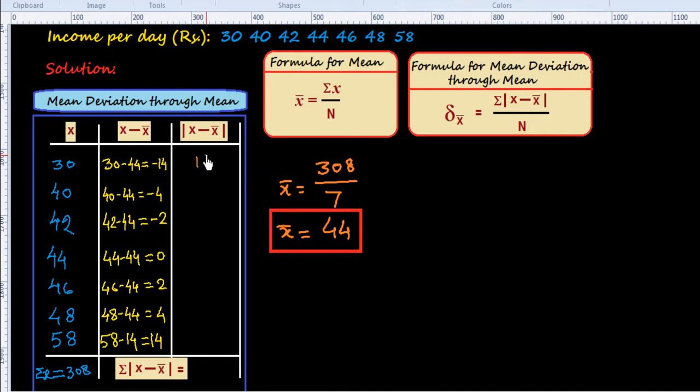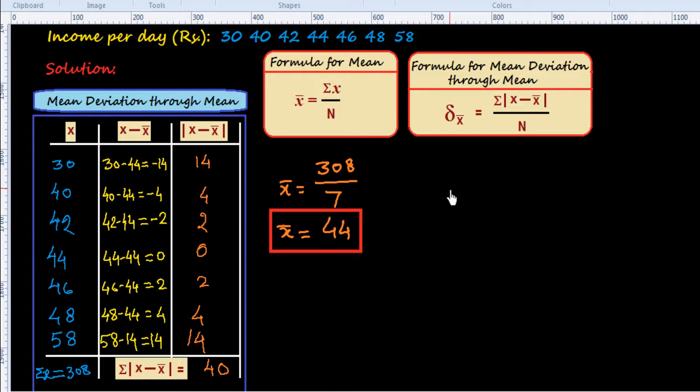So we get here 14, positive number is 14. It is 4, now it is 2, 0, 2, 4, 14. So it is 20 plus 20. It is equal to 40. So we have got 40 as the summation of absolute value of x minus x bar.